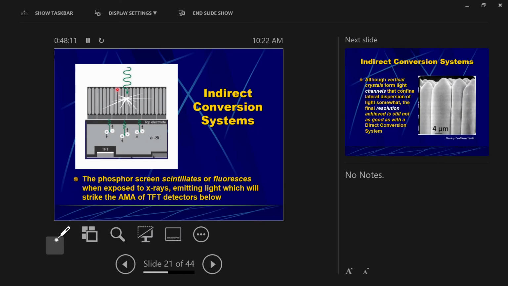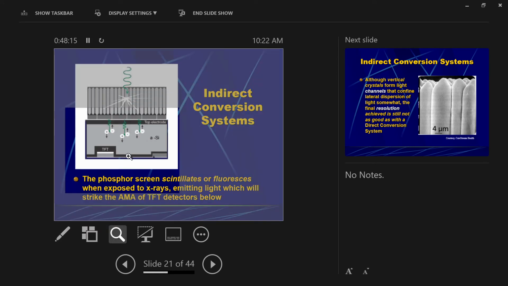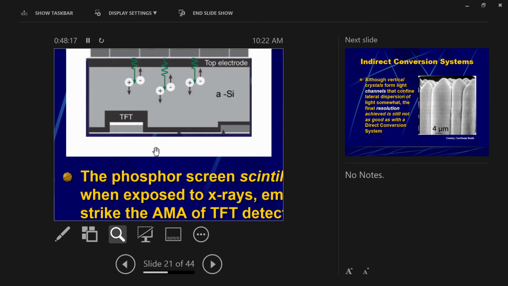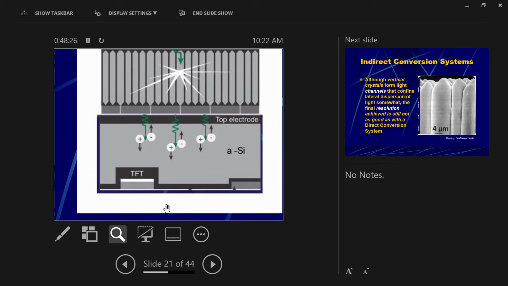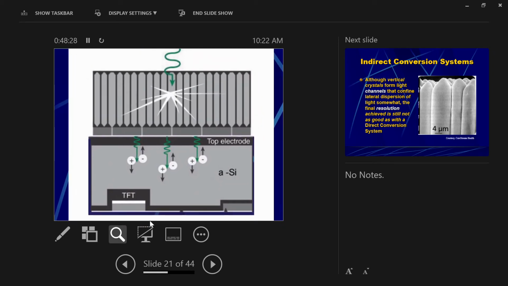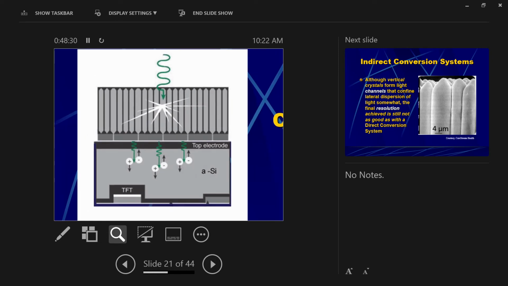So from top to bottom, you've already seen that, okay? But before, that deck cell was being struck by X-rays, right? Now, that deck cell is being struck by visible light.